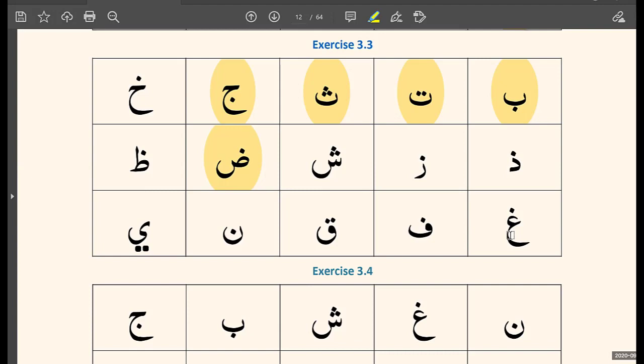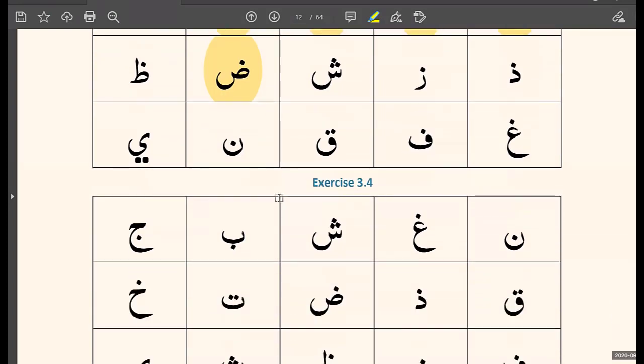Ghain. Here again, this is a diphthong. No, this is a diphthong, the in between. Ghain. Ghain. Yeah. Qaf. Excellent. Qaf. Brilliant. Noon. Well done. Ya. No, not yaw. Ya. Yes, good. Say ya. Ya. Well done.